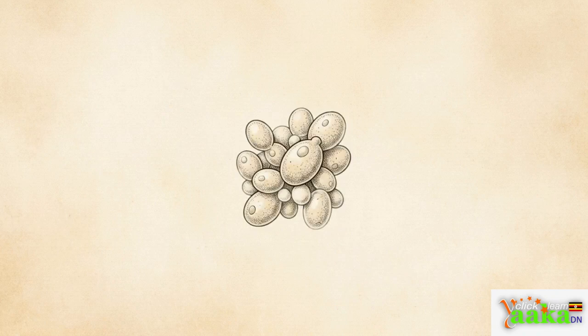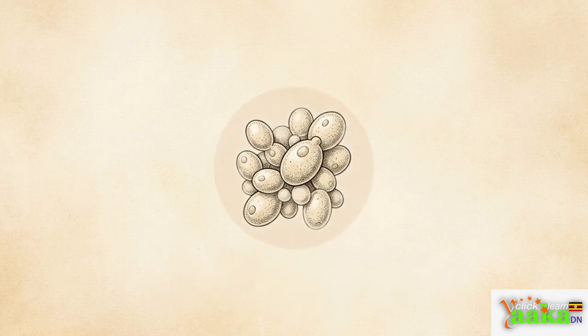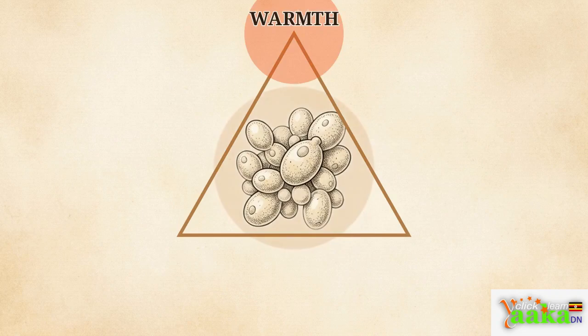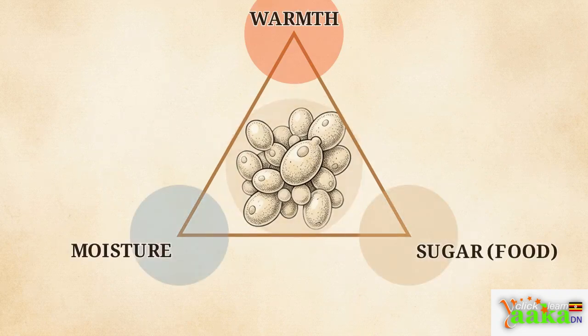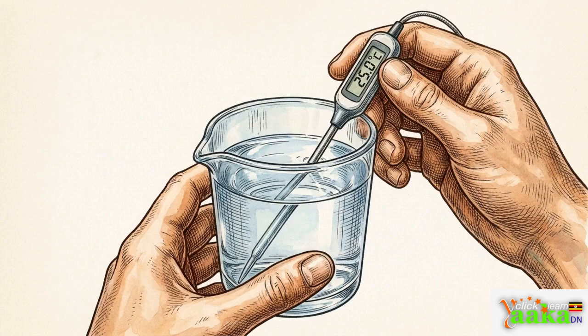That agent is yeast, a microscopic, single-celled living organism known as Saccharomyces cerevisiae. Because yeast is a living organism, it remains dormant until its environment provides three specific conditions: warmth, moisture, and sugar for food. Successful yeast cookery is the practice of managing these biological variables to control the final texture of the food. Temperature is the most critical variable.